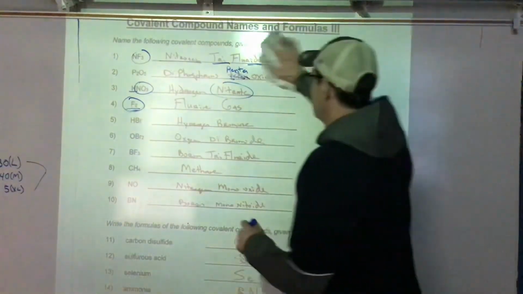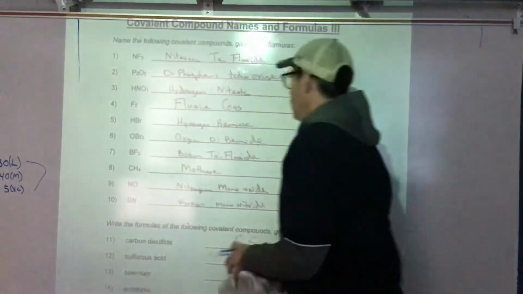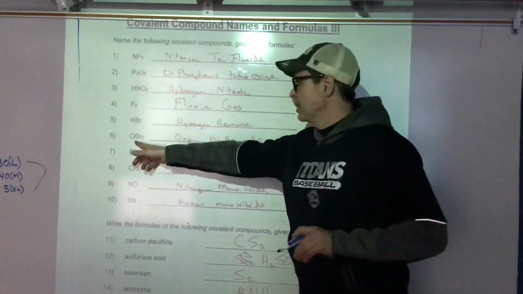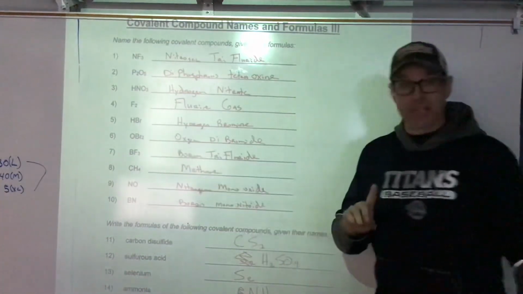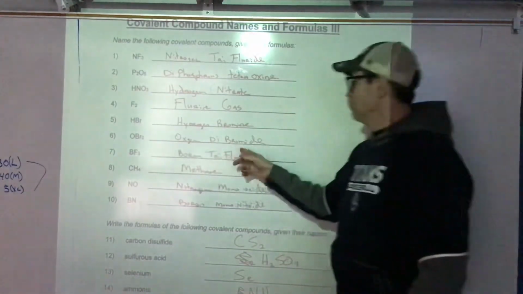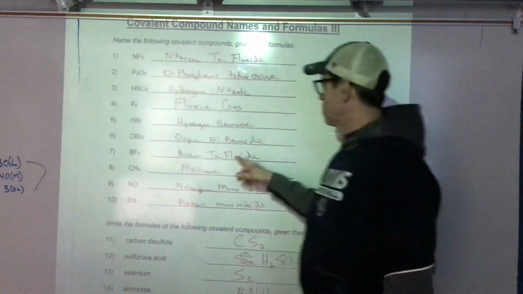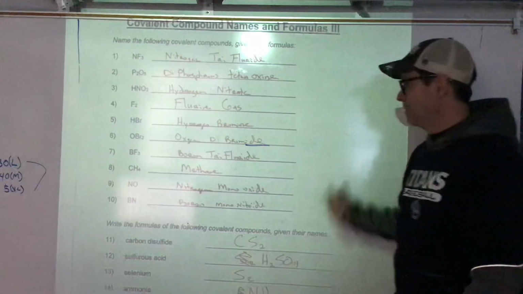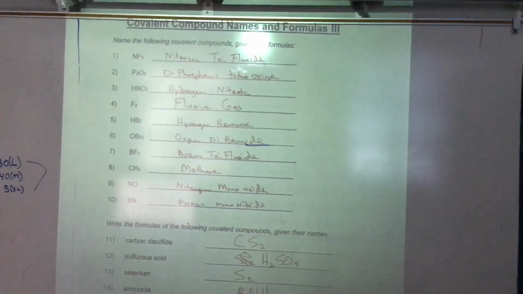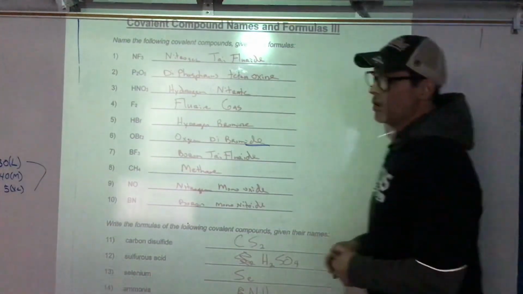And let's do one more, okay? So let's do this one here, number 6. O is oxygen. We don't put mono in front of it because it's by itself. Br2. Br is bromine, goes to bromide. 2 means di, so oxygen dibromide. Okay? Pretty simple. Okay? So, real quick review on that too.